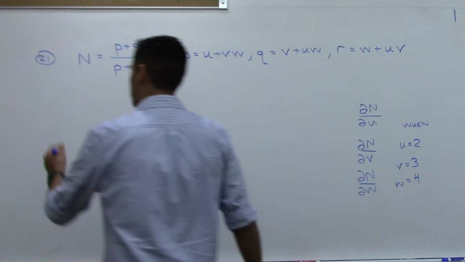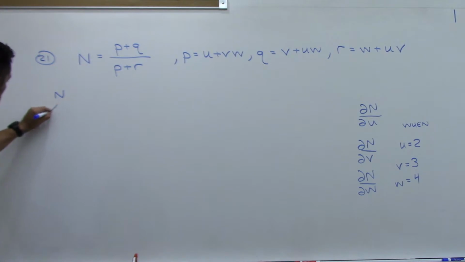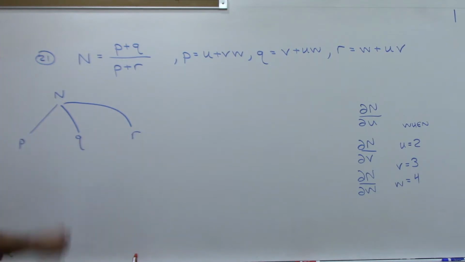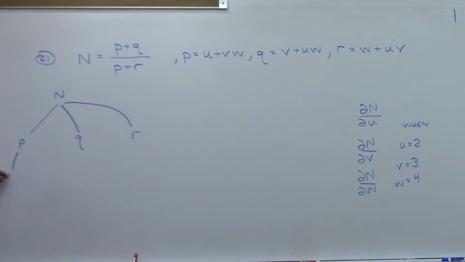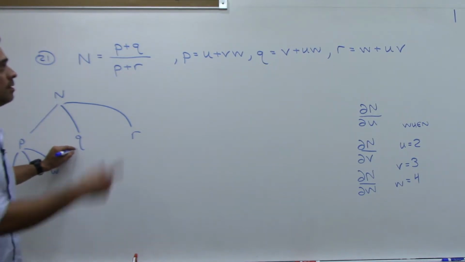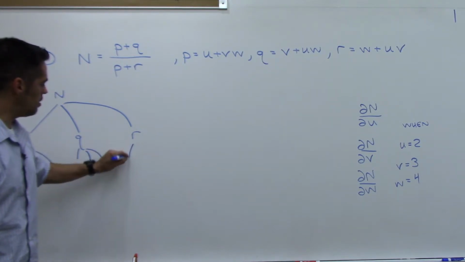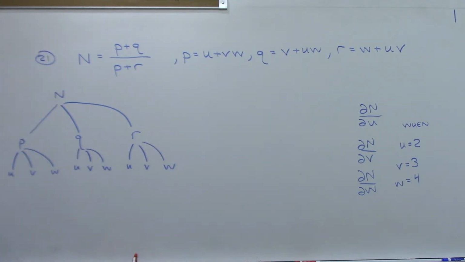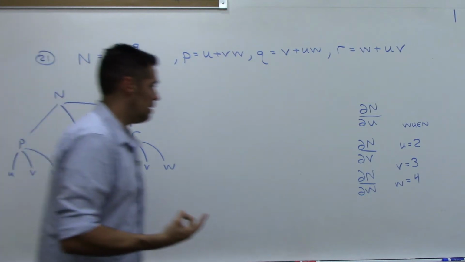Let me start with a tree. N is at the top. N depends on P, Q, and R. P depends on U, V, and W. Q depends on U, V, and W. And R depends on U, V, and W. So to get N, I need to know U, V, and W. So there's actually three partials that are possible.